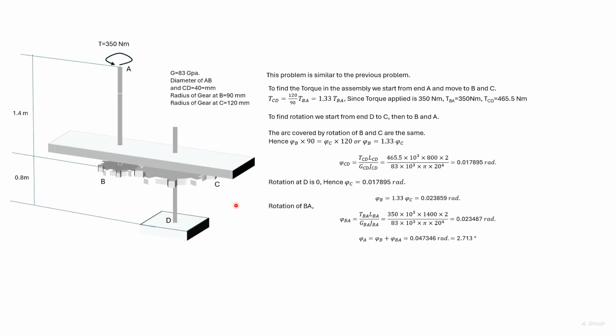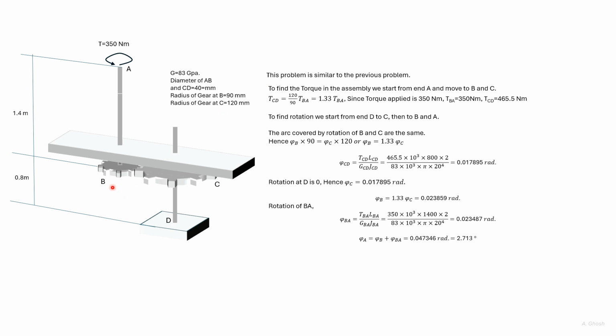This problem is similar to the previous problem. We have two bars, AB and CD. There's a gear at B and a gear at C. The diameters of the gears are given, and the diameters of AB and CD are also given. The lengths of AB and CD are given, as well as the torque and the G of the material.